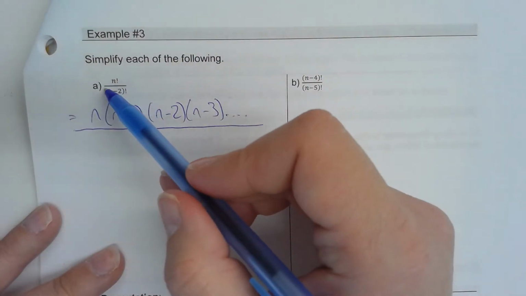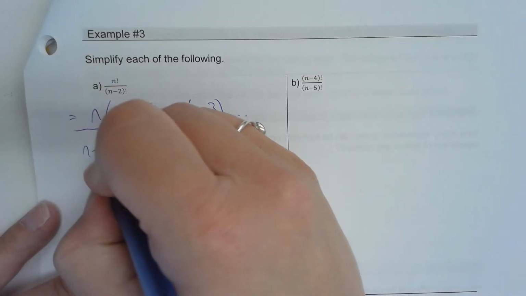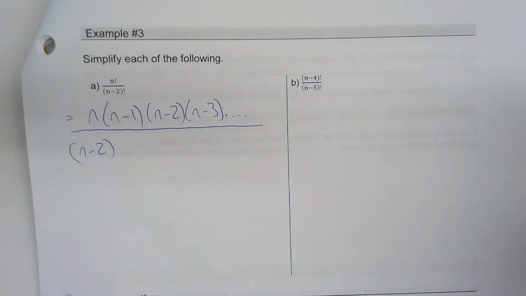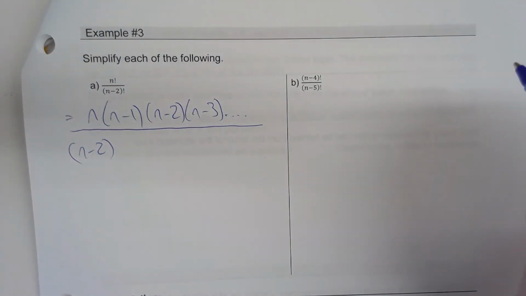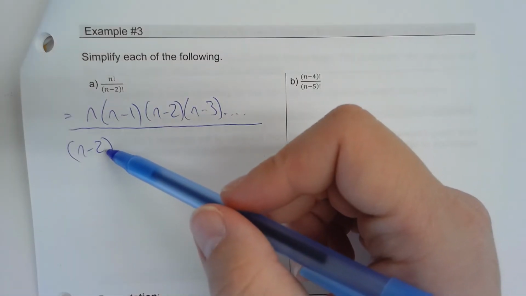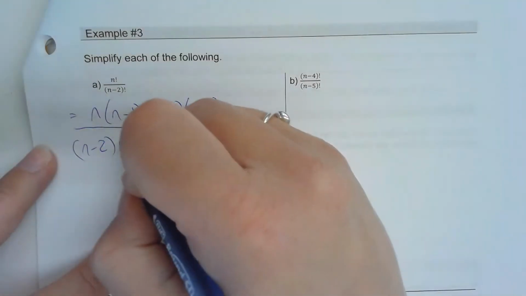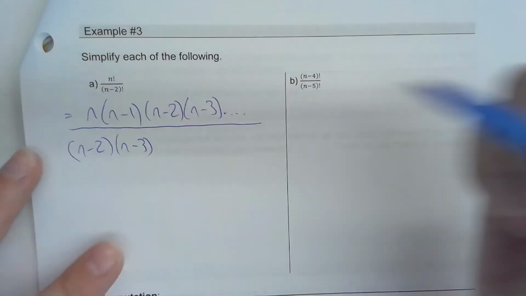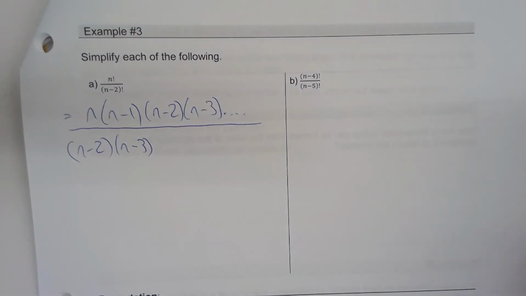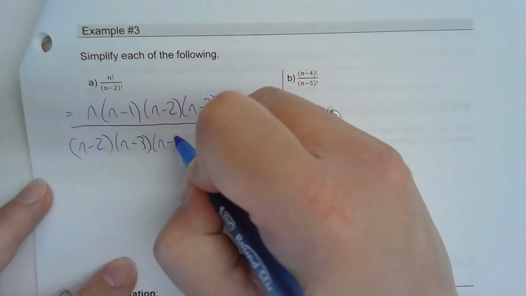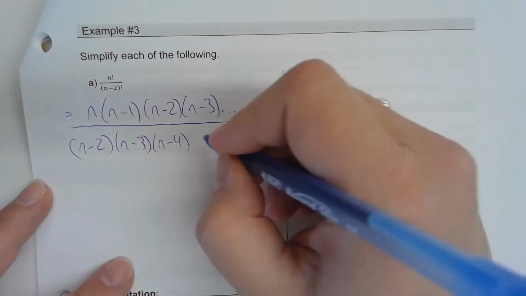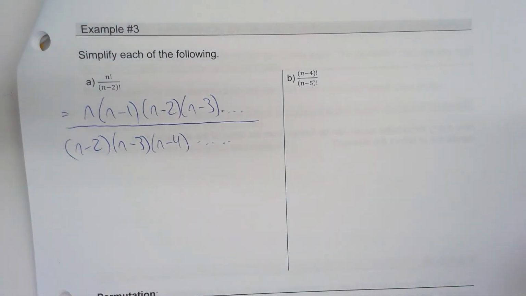Now on the bottom, let's be careful about this one. My first term is n minus 2. And a factorial says that the next number will be 1 smaller than that. So n minus 2 minus 1 would be n minus 3 as the next thing. 1 smaller than that, n minus 4. And you get it, there's a dot there, right?